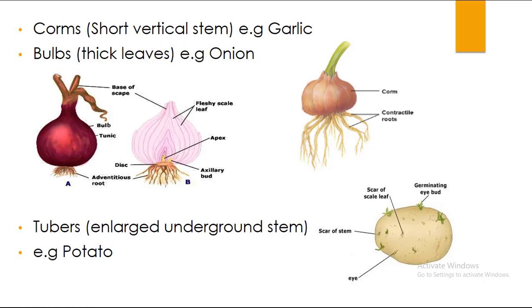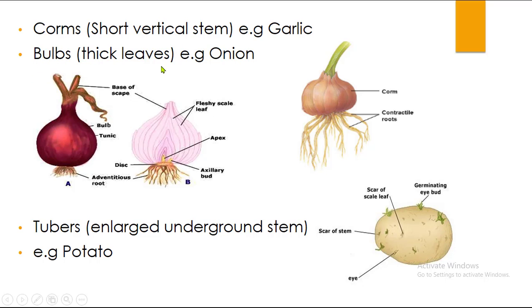Next is corms. Corms are short vertical stems. Example, garlic. Here in this picture you can see that there is a garlic and these are known as corms. If you place a corm in a soil, it has the ability to give rise to a new garlic plant. So this is again asexual reproduction.